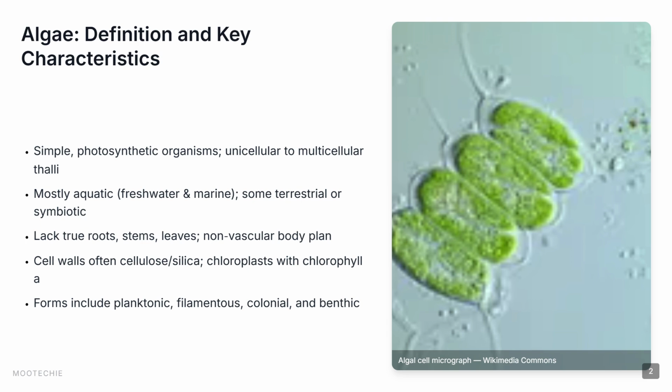Algae come in various forms, including planktonic, which float freely, filamentous, which form threads, colonial, which are groups of cells, and benthic, which live on the bottom. On this slide, we also see a micrograph of an algal cell, courtesy Wikimedia Commons. This image helps us visualize the typically simple but functional structure of these organisms.